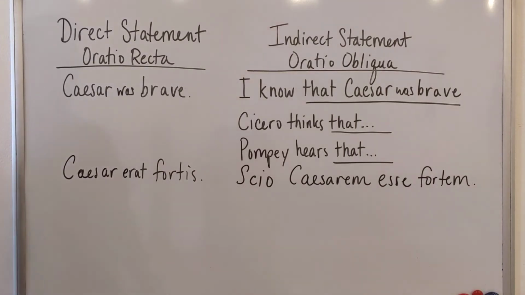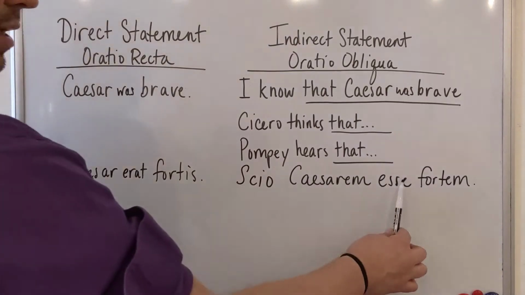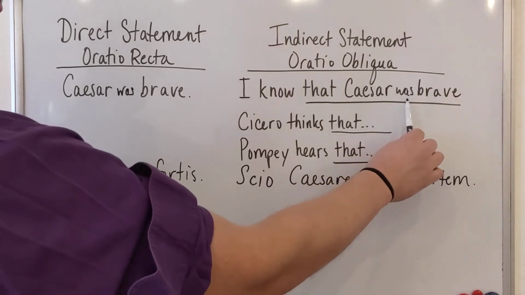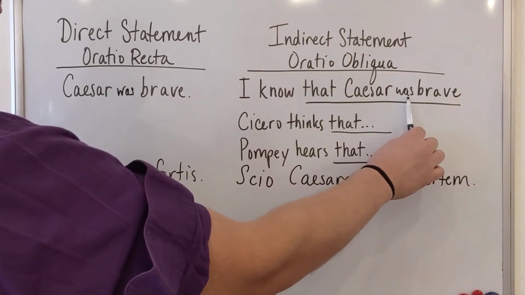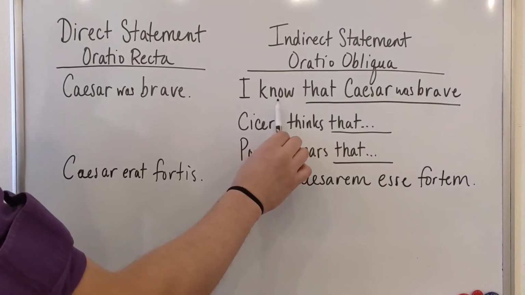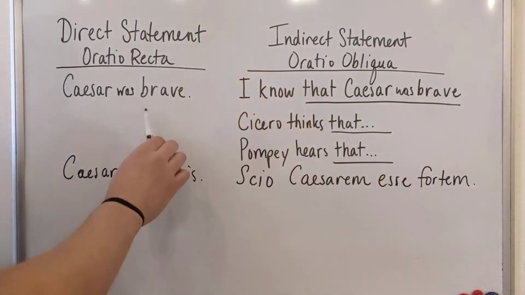Now, we need to change the tense of this infinitive. How do you know which tense of the infinitive to use? Well, there are three tenses of the infinitive in Latin. There's the present tense, the perfect tense, and the future tense. So you have three options. It's based on the relationship to the main verb. So the relationship between this verb in the indirect statement, the infinitive, and the main verb that introduces the indirect statement. So it was easy in the previous example.